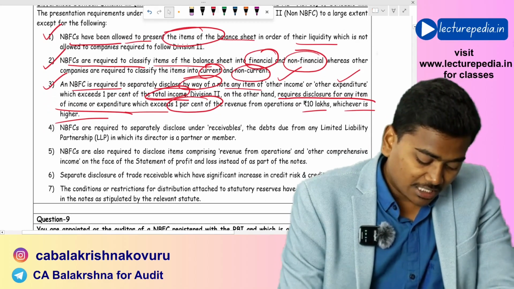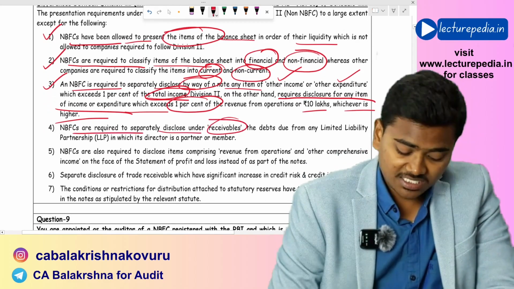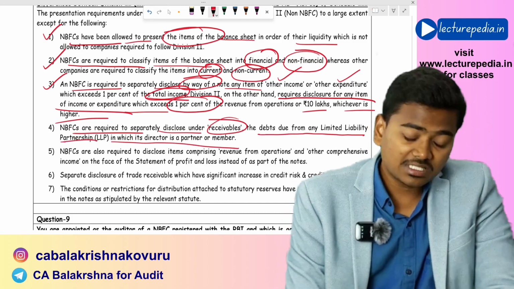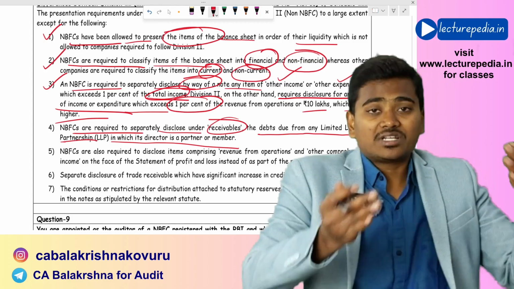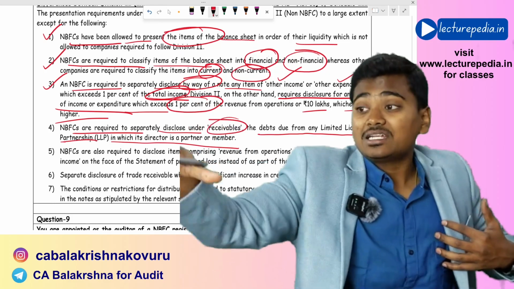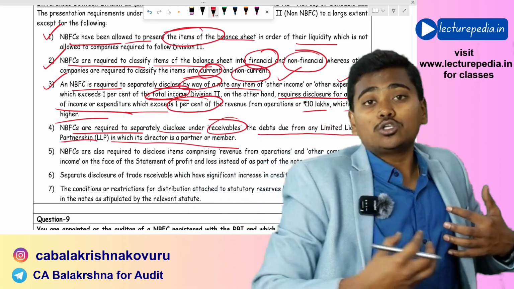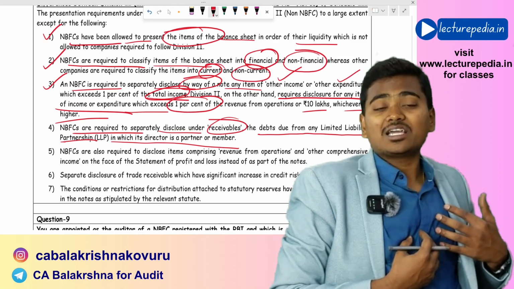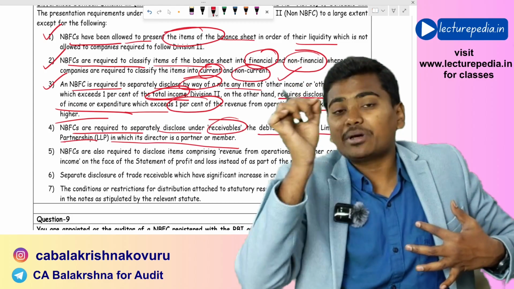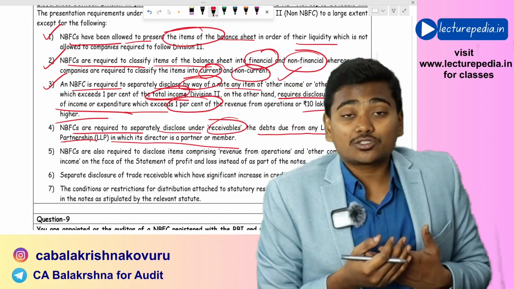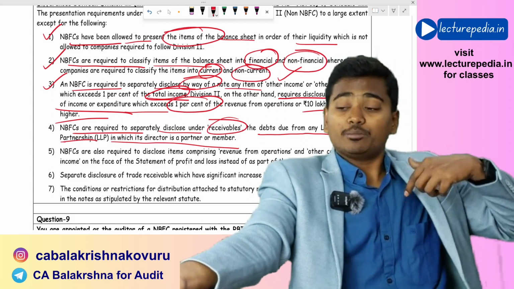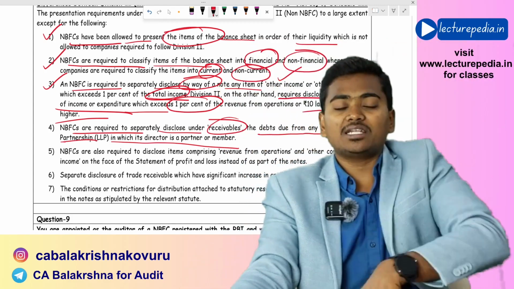Next, NBFCs are required to separately disclose under receivables debts due from any limited liability partnerships in which a director is a partner. If the director of the NBFC is a partner in any LLP and that LLP has to give any amount to the NBFC, that receivable has to be separately disclosed. Why is separate disclosure required? Because the director of the NBFC is a partner in that LLP.